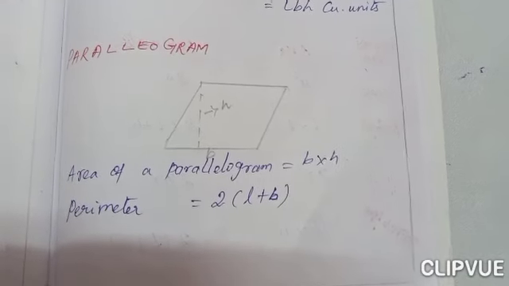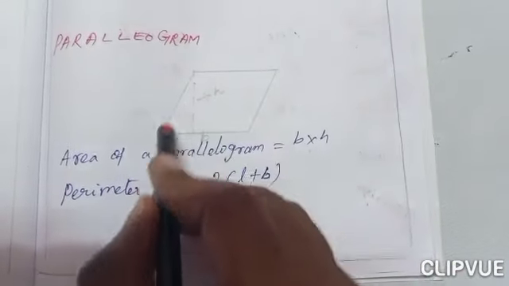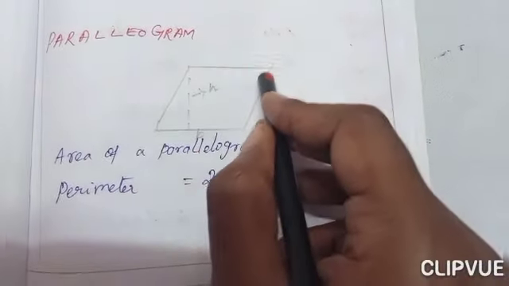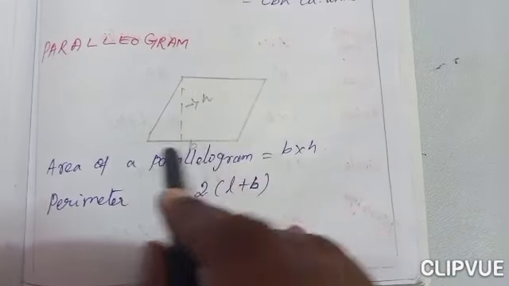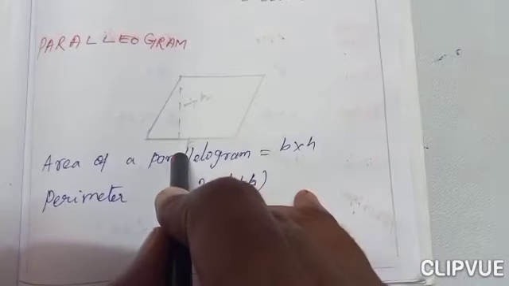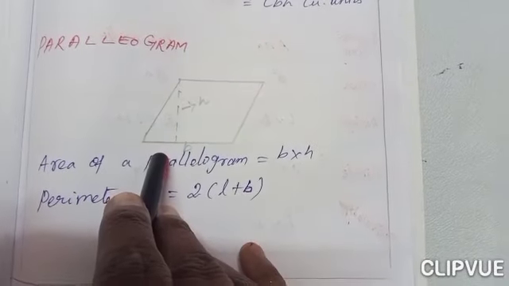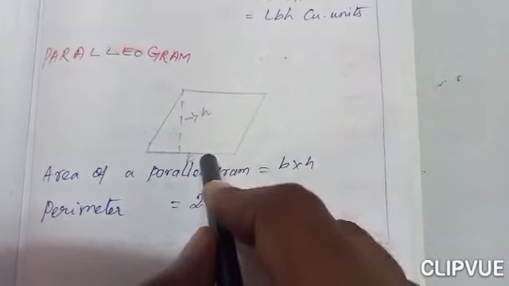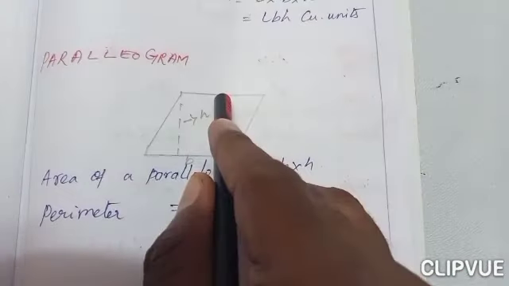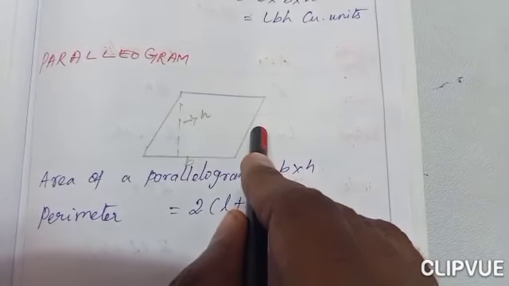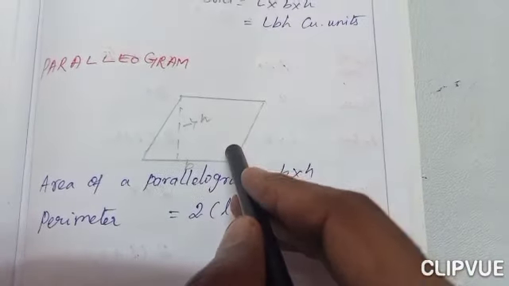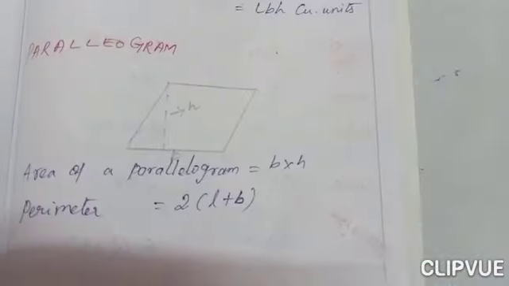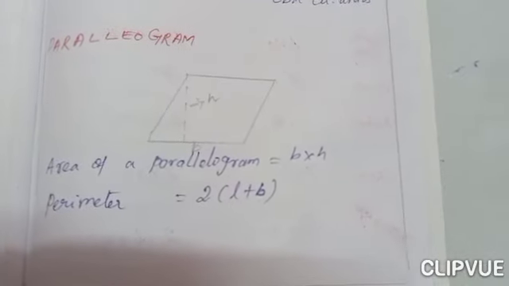Students, next we pass on to the next geometrical shape, the parallelogram. A parallelogram is also bounded by 4 sides, so it is a 4-sided polygon. This is the base and this is the height. What are the properties of a parallelogram? Opposite sides are equal: this side and this side, and this side and this side. Also opposite angles, these two angles, are equal. These are the properties of a parallelogram.